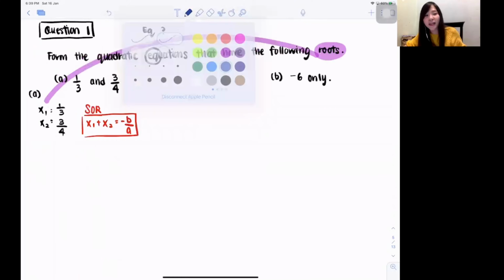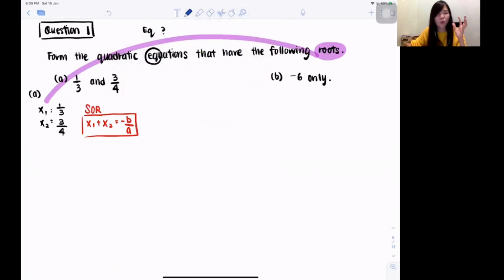Can? All I need to do now is sub accordingly. What is my x1? What is my x2? I do have my x1, x2 here. All I need to do is sub. 1 over 3 plus 3 over 4, correct? Equals negative b over a. So guys, what is my b now?